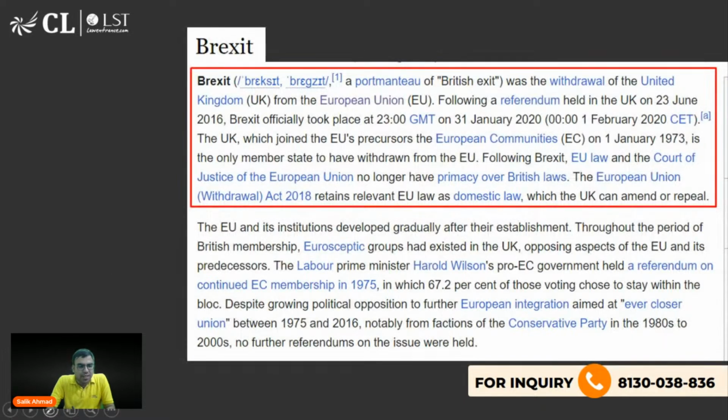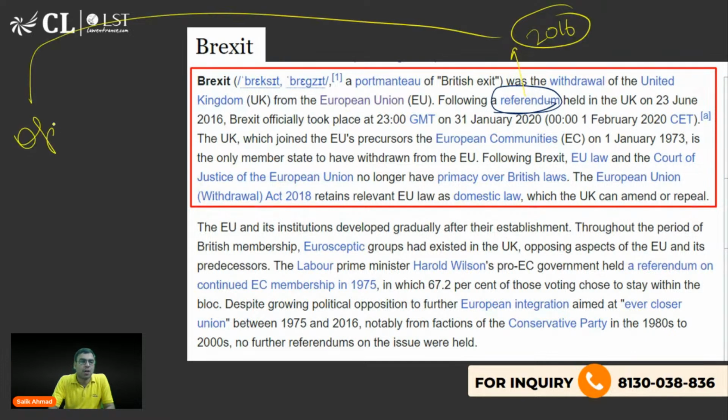So basically, Brexit was the withdrawal of United Kingdom from European Union following a referendum. Actually, क्या होता है referendum हुआ था means a sort of an election where opinion of the people were taken in 2016 में. Opinion of common people were taken.